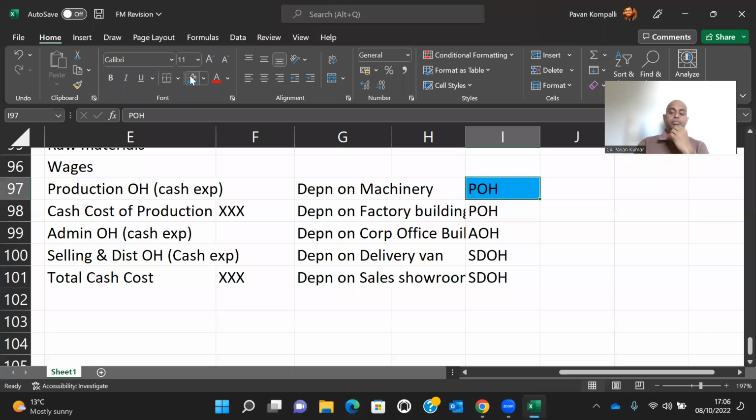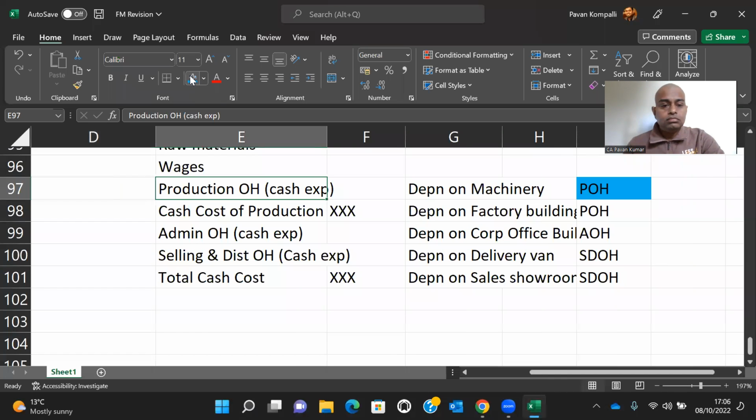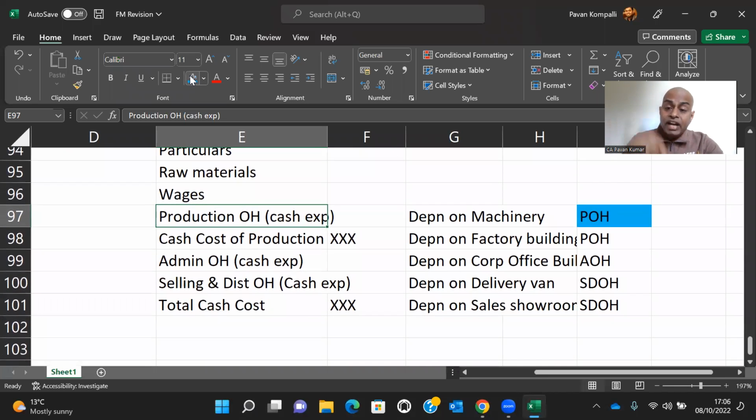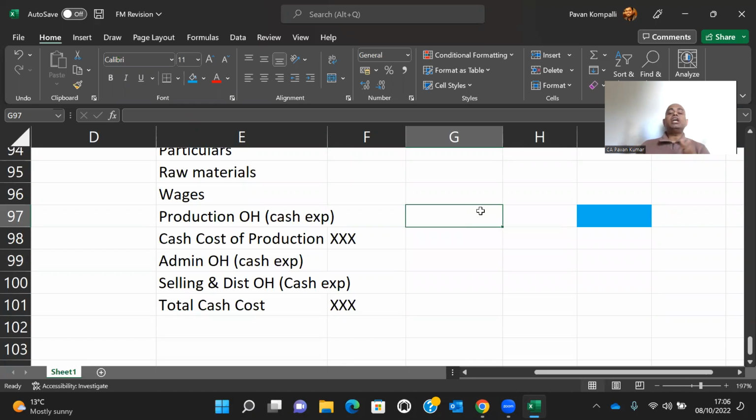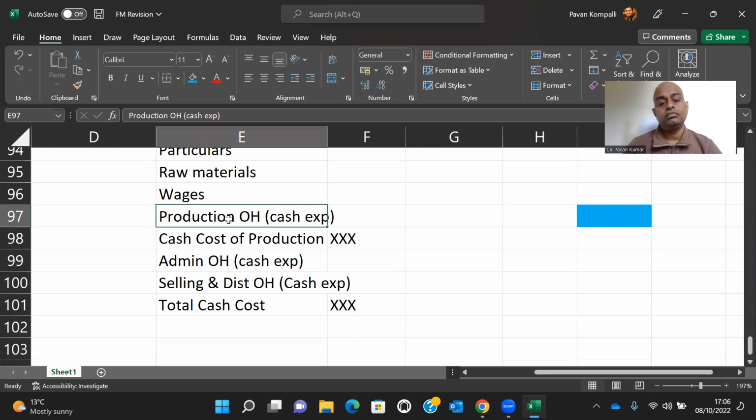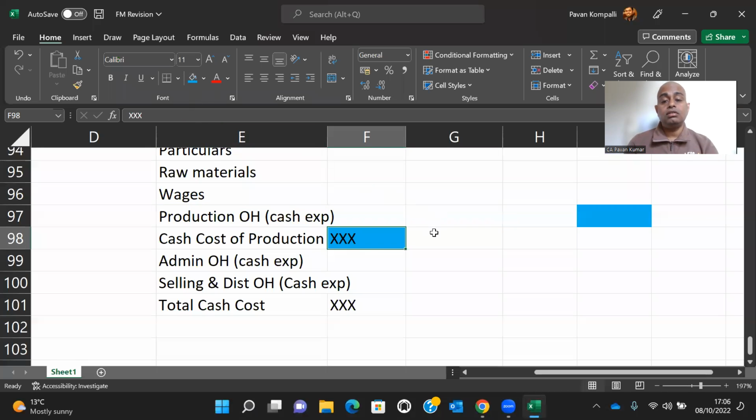Basically, depreciation can be there in production overhead or admin overhead or selling and distribution. Wherever it is, remove it. That's all. But normally in financial management, we'll have only one line item, depreciation. We assume that it is depreciation on machinery or factory, so we consider it here. So this will be used for finished goods.